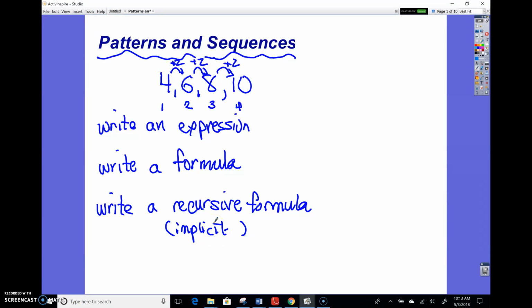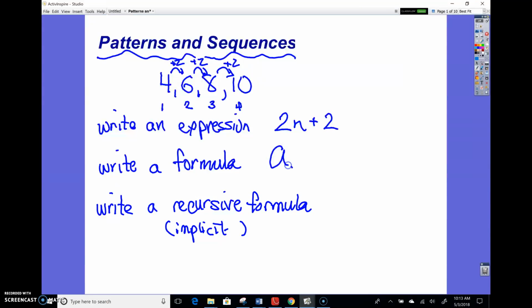To write an expression, all you have to do is look at the change, and how it changes from the next number. So it's 2n, okay, plus, remember you're writing a formula. How do I get 4? 2 times 1 is 2, so I just needed to add 2. Okay. 2 times 2 is 4, plus 2 is equal to 6. See how that works? Okay. Writing an expression is like that.